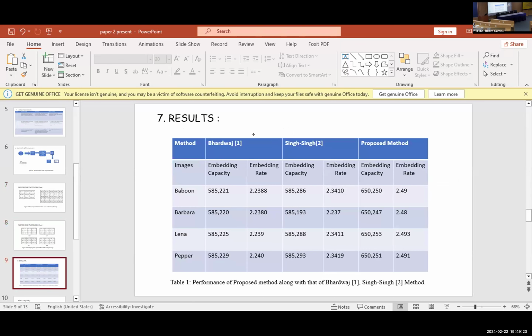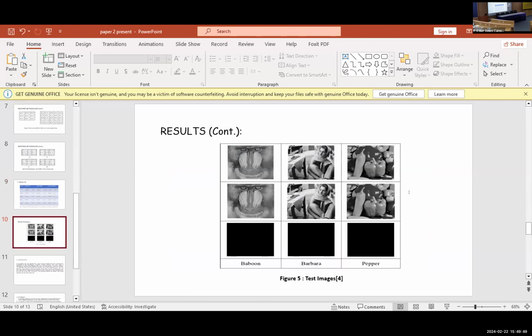This is my result. Basically, we are comparing the performance of our proposed method with the Bhardwaj and Singh methods. It can easily be seen that my embedding capacity and embedding rate are much better than the existing technologies, that is, the Bhardwaj and Singh methods. The embedding rate of Bhardwaj is approximately 2.2, Singh's embedding rate is 2.34, but my embedding rate is 2.49. So this is my result.